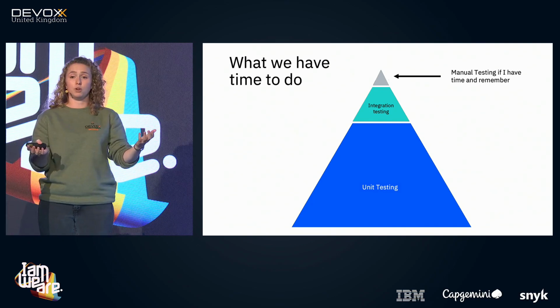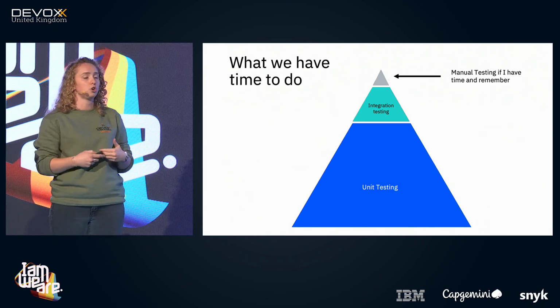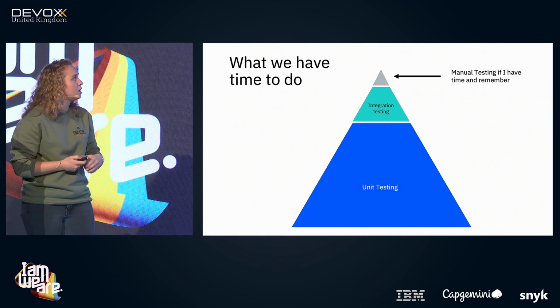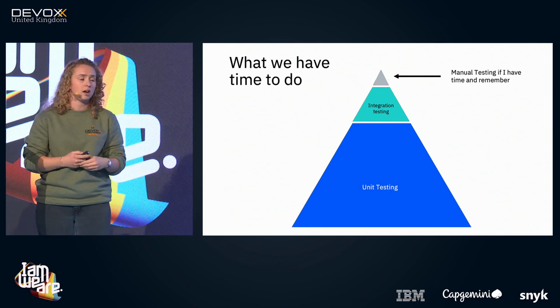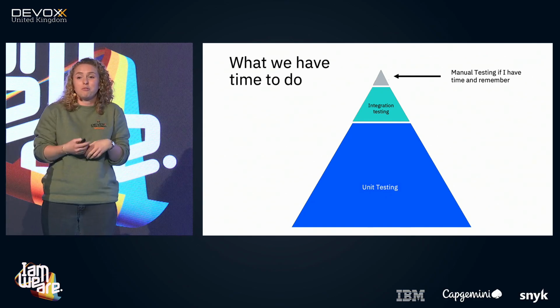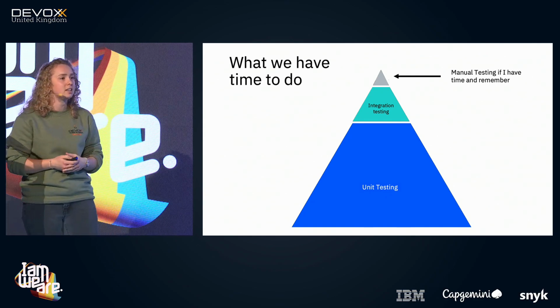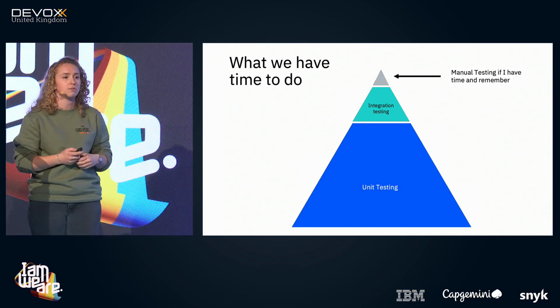So we have lots of time for unit testing because we're developers and we can spend time writing it on our local machines. We spend a bit of time doing integration tests. We can use tools for that, and we have help for that. And then if we have time before we ship, we might do an end-to-end test if we have the time and resources. But we might not always remember, or we might not always have time.